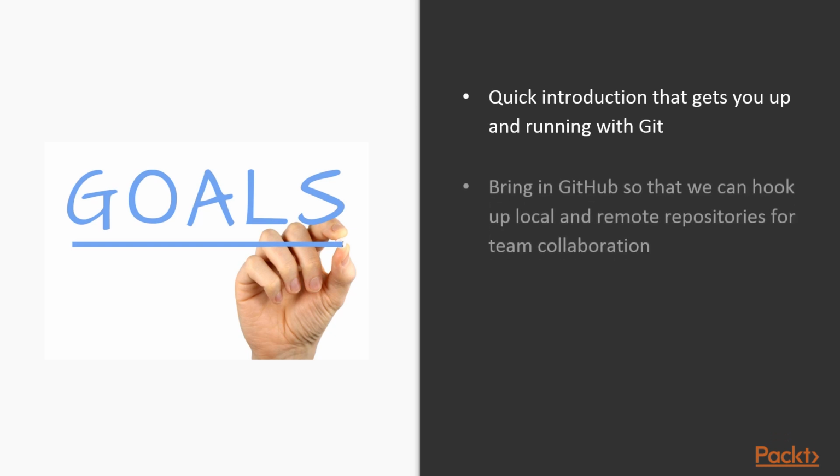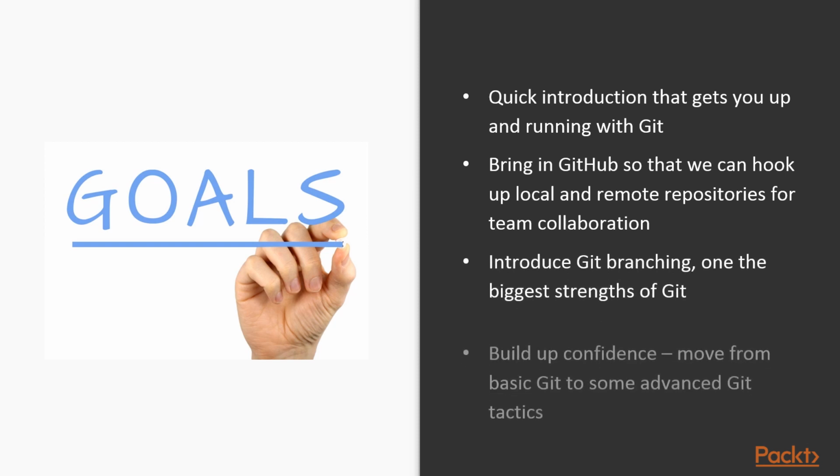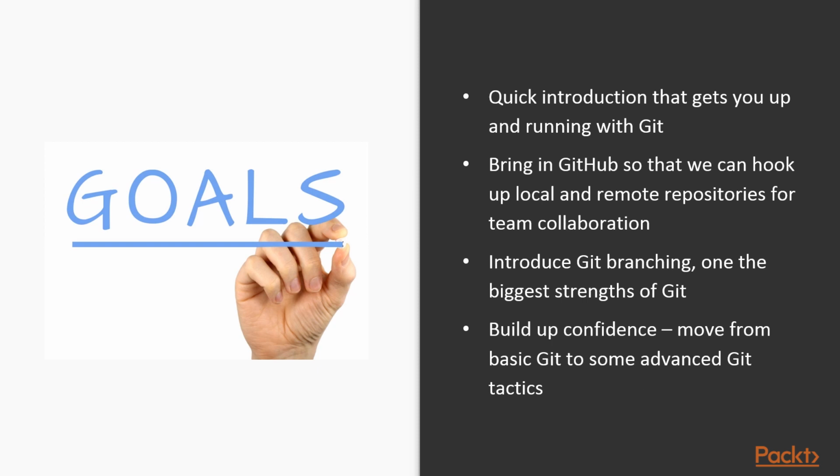Now let's talk about the course goals. We'll have a quick introduction that gets you up and running with Git. We'll learn GitHub so that we can hook up our local and remote repositories for team collaboration. We'll be learning Git branching, one of the biggest trends of Git. And finally, we'll build up confidence by moving from basic Git commands to some advanced Git commands and tactics.